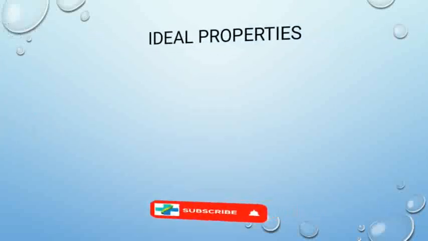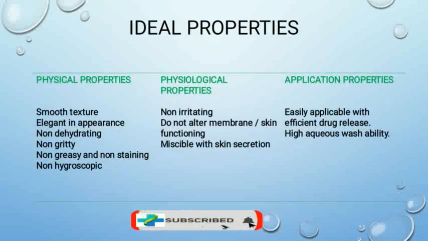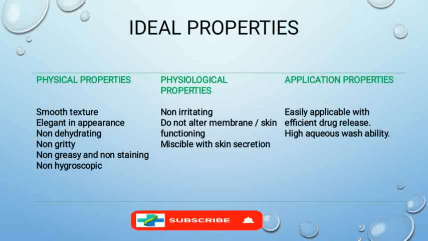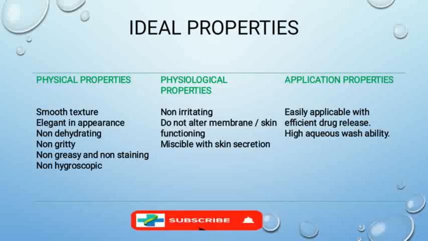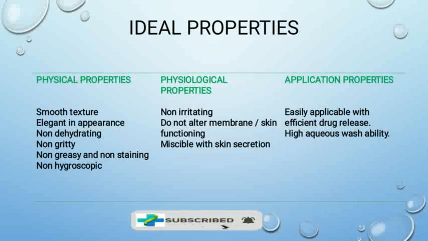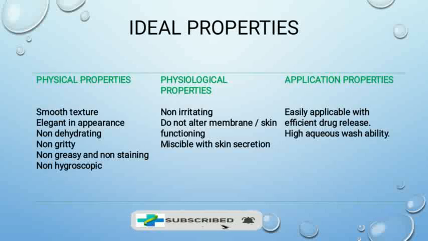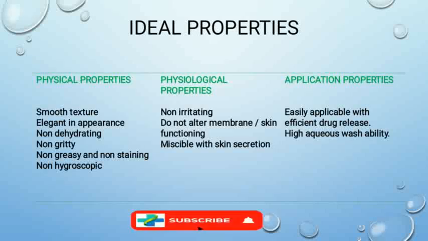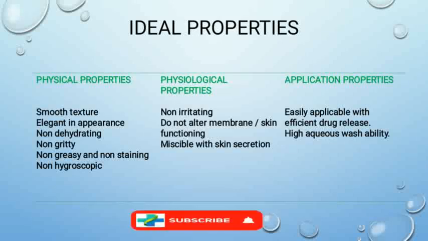Now moving to the next one, that is the ideal properties. So first we'll be seeing the physical properties. Basically, a semi-solid dosage form should have a smooth texture, be elegant in appearance, and they should be non-dehydrating, non-gritty, non-greasy and non-staining, as well as non-hygroscopic.